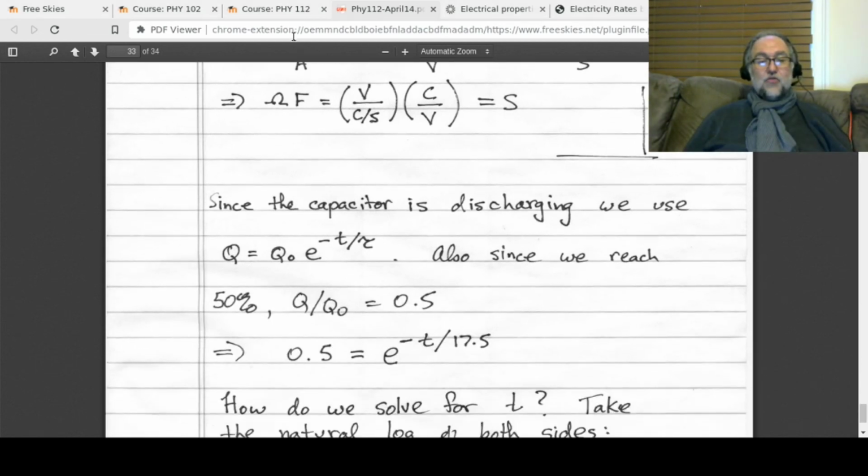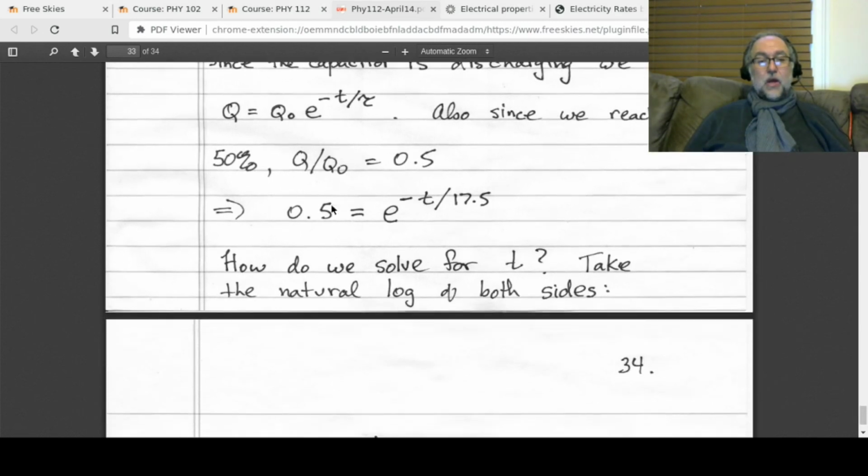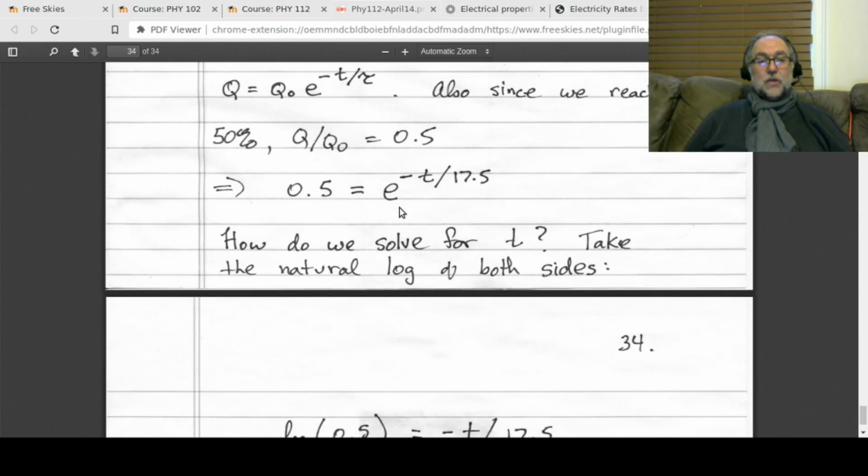And we're going to plug that into this formula. But you say, well, where do I use that 50%? Well, Q has to be 50% of Q naught. That means if you form the ratio Q over Q naught, that's 0.5. Okay, and so basically Q divided by Q naught, that's 0.5, and that's got to equal e to the minus t over tau. And so there we go. We've got 0.5 is equal to e to the minus t divided by 17.5. You're trying to solve for t.